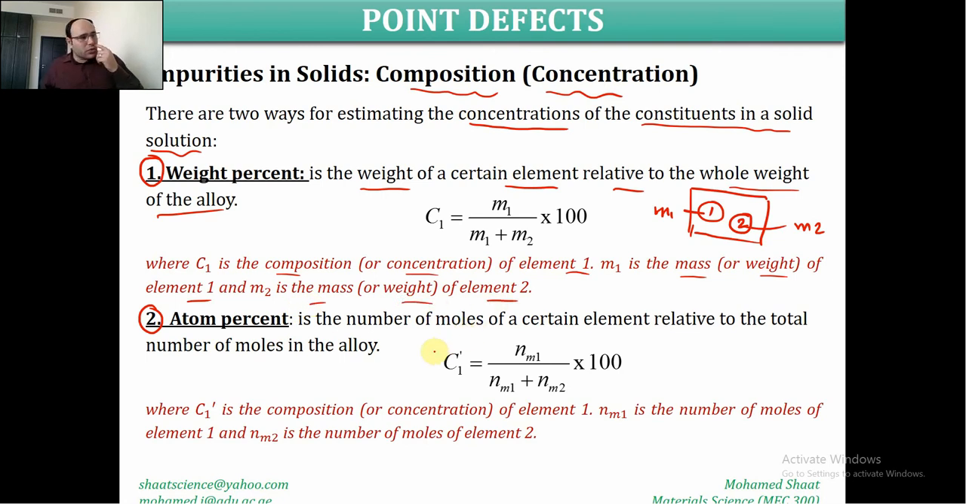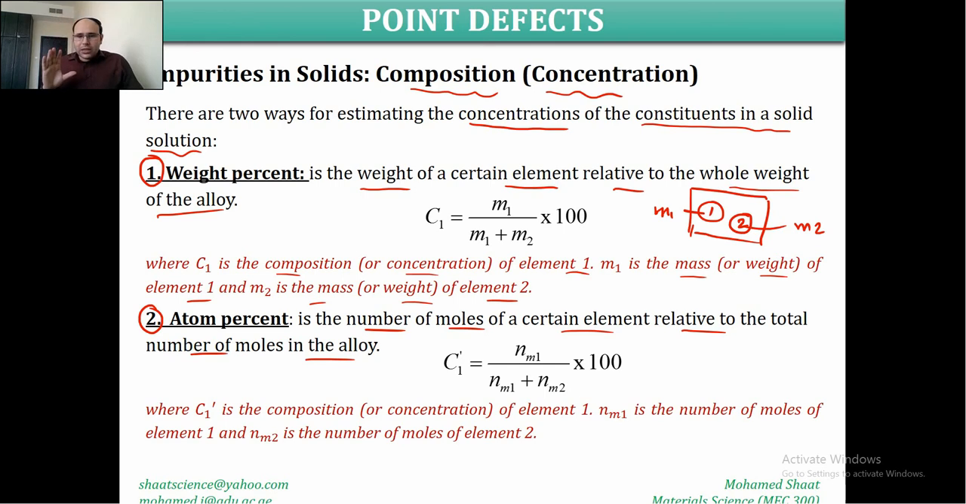Also, we can represent this concentration or composition in terms of the atom number. How many atoms belong to element 1 or element 2. So this is the number of moles of a certain element relative to the total number of moles in the alloy. As we discussed in chapter 2, we said that 1 mole should contain 6.023 times 10 to the power 23 atoms. This is known as the Avogadro's number. This is a certain number of atoms that would be located in 1 mole, known as the Avogadro's number, as we discussed in chapter 2.